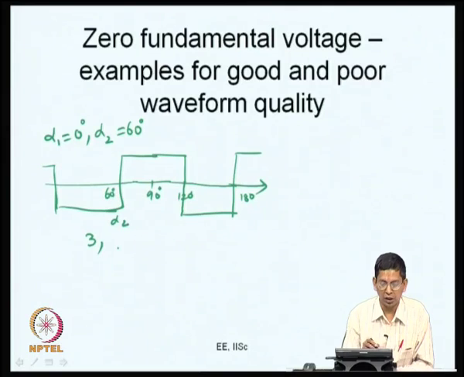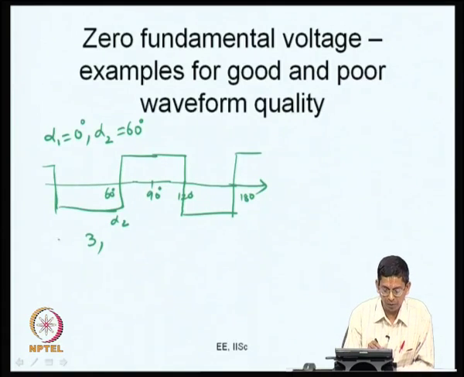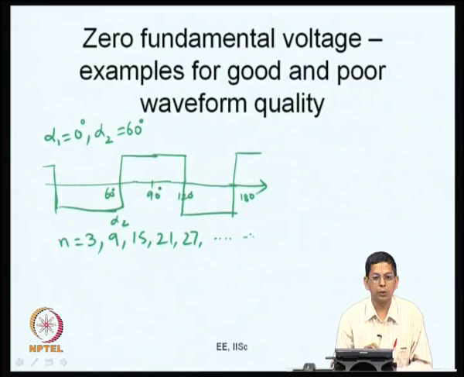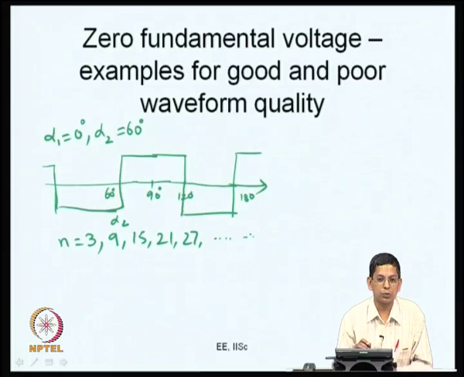Why odd multiples of 3? It is a third harmonic square wave, and this waveform has half wave symmetry, and therefore it does not have even harmonics, it has only odd harmonics. So, the waveform contains n equal to 3, 9, 15, 21, 27 etc. It does not contain the other ones. So, the fundamental component is 0 here.